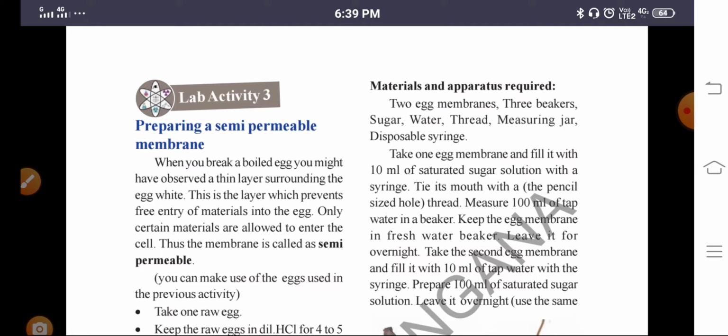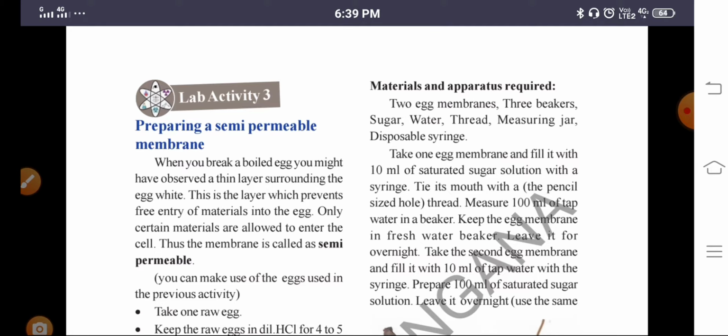So what we can see is that the outermost part of the egg has a strong and rigid layer. After that, below it, we can see a small thin membrane-like structure that is called the plasma membrane. So how can we easily separate this plasma membrane, or semi-permeable membrane, or cell membrane, from the egg? For this we have an activity.